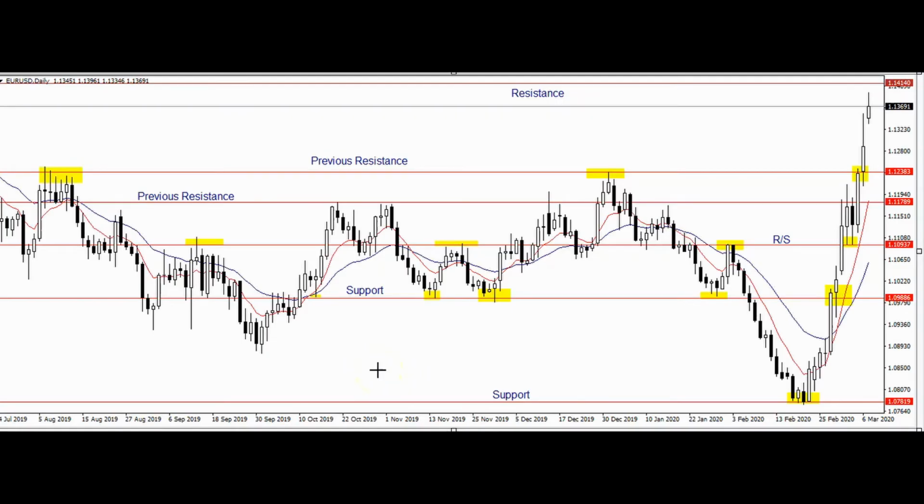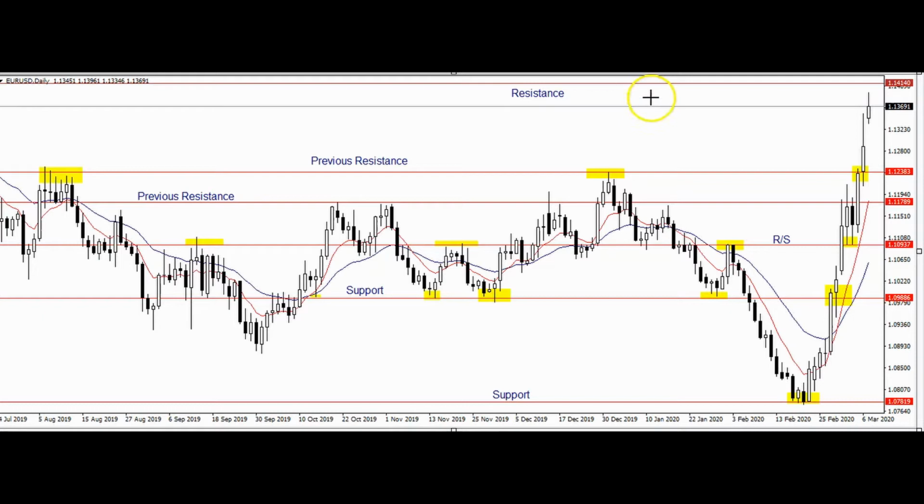Here we have the Euro USD. The overall bias on this pair is bearish, as long as price stays contained below this 1.140 area or thereabouts. You will see that this has been resistance, long-term resistance, for about a year or so. So as long as price is contained under that very significant long-term resistance, the overall bias is bearish. However, the short-term bias is bullish.